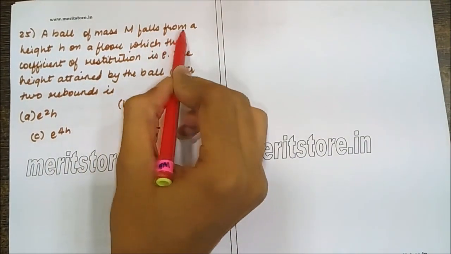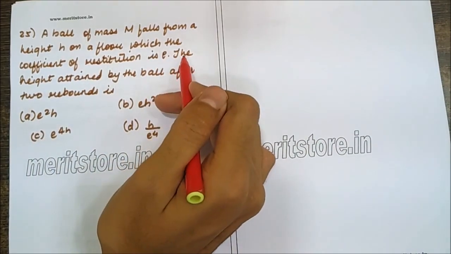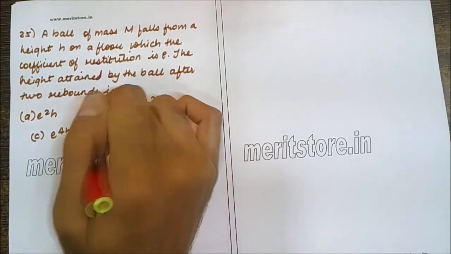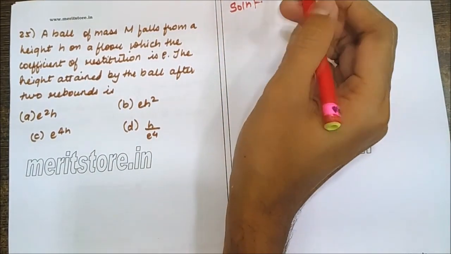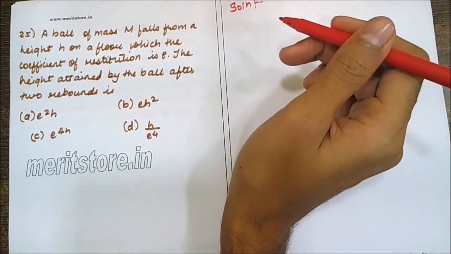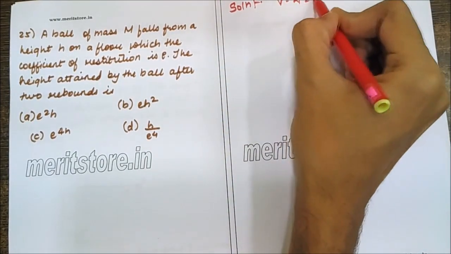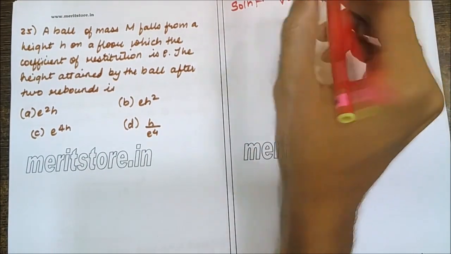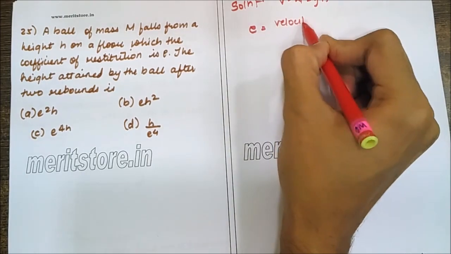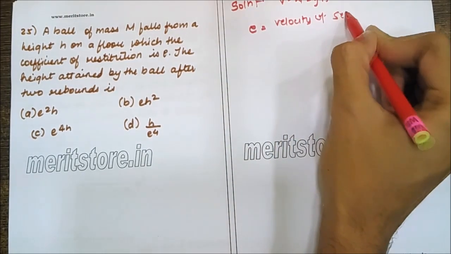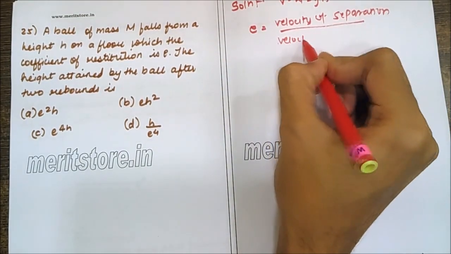A ball of mass m falls from a height h on the floor, for which the coefficient of restitution is e. The height attained by the ball after 2 rebounds is... When a ball falls from a height h and reaches the floor, the velocity is given by under root 2gh. By the definition, the coefficient of restitution is given by velocity of separation upon velocity of approach.